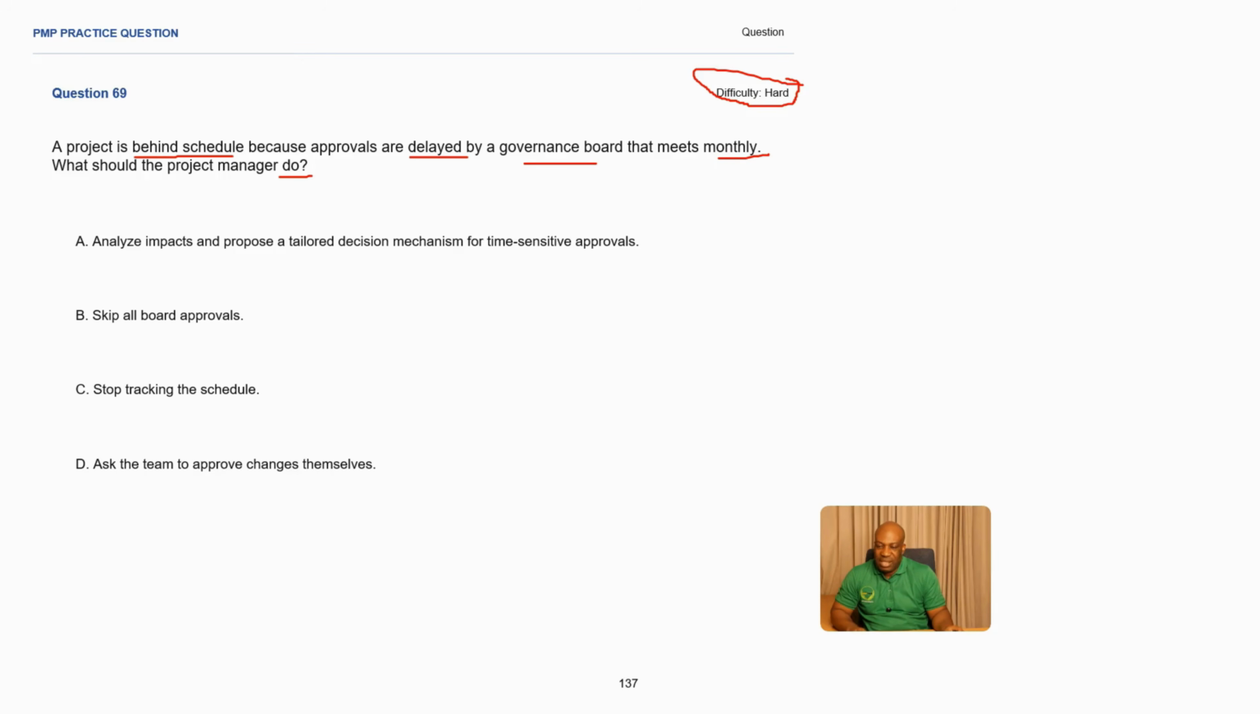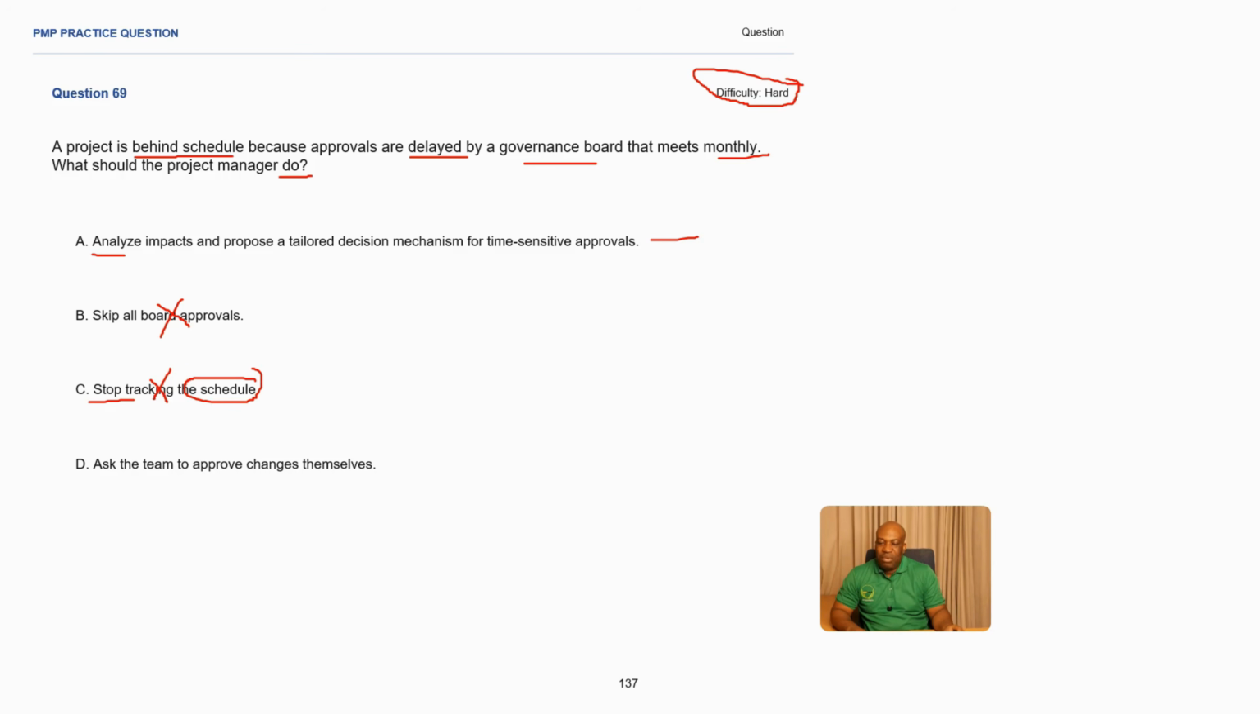Let us go through the answers now. Analyze impacts and propose tailored decision mechanisms for time-sensitive approvals. Okay, it makes sense. If you start by analyzing, it makes sense. You get more information before you make a decision. Skip all board approvals. There was a reason why the approvals from the board were supposed to be done. So you cannot all of a sudden start skipping them, making this answer incorrect. Stop tracking the schedule. As a project manager, you cannot stop tracking schedule. It's one of the items you should keep close to your chest throughout the project, making this one an incorrect answer.